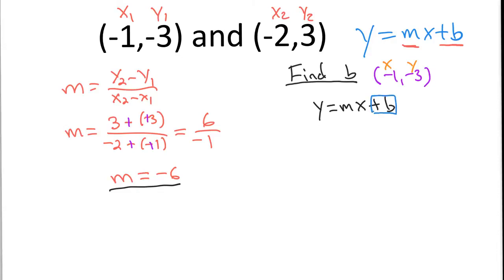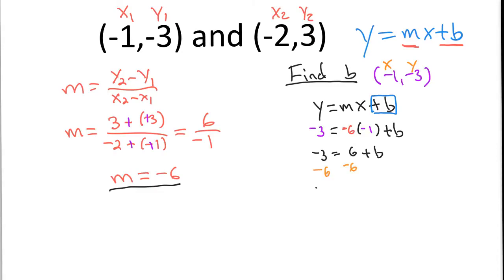So I'm going to put a negative 3 for the y. I'm going to put a negative 6 for the slope. That's what we got. And I'm going to put a negative 1 for the x. So there's a negative 1. And I do have a plus b over here. So you guys solve for b. I'm just going to multiply here, positive 6 plus b. You guys subtract 6 from both sides.